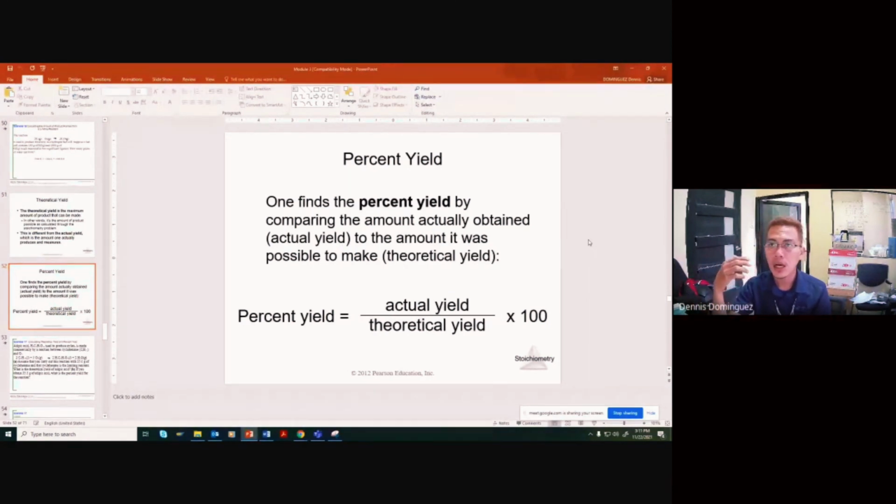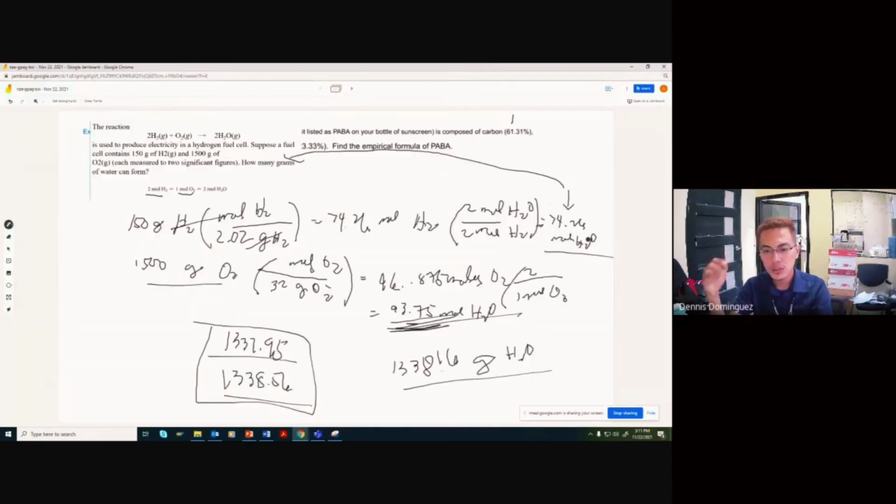So, kung sa Bisaya, the actual na gigawas over sa imong na-solve times 100, that's the percent yield. So, say for example, this one, the actual yield is around 1337.95. I-divide mo na siya dira sa baba, 1337.95 divided by your theoretical yield, which is 1338.16. That is the value na imong na-calculate using your stoichiometric relationships. So your percent yield is 99.98.